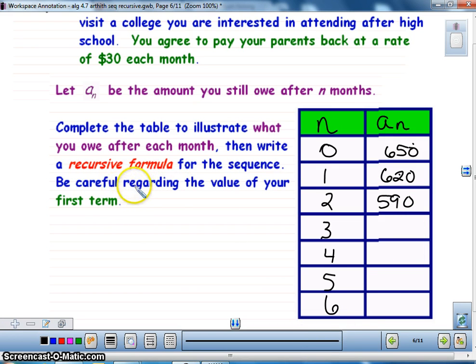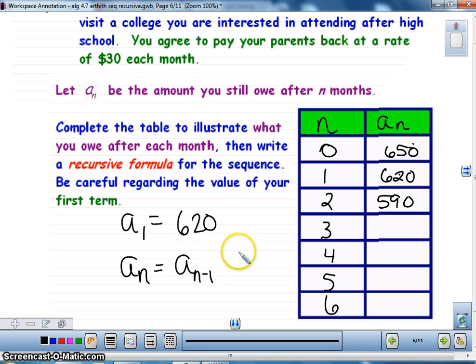Now remember, for a recursive formula, we need to find our first term, a_1. Do we have that? Yes, we do. It is 620. Someone said, what about the 650? Remember, it's the first term, not the 0 term. For a_n, what's happening? Well, we take our n minus 1 term, and then each month we are subtracting a common difference, 30. We're subtracting because we owe them 30, and this is always for n greater than 1. This is our recursive formula.